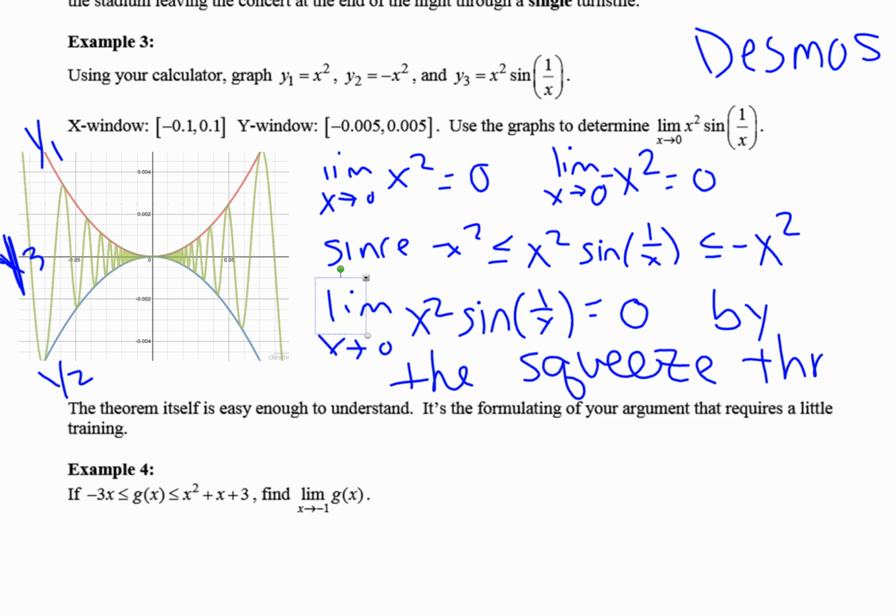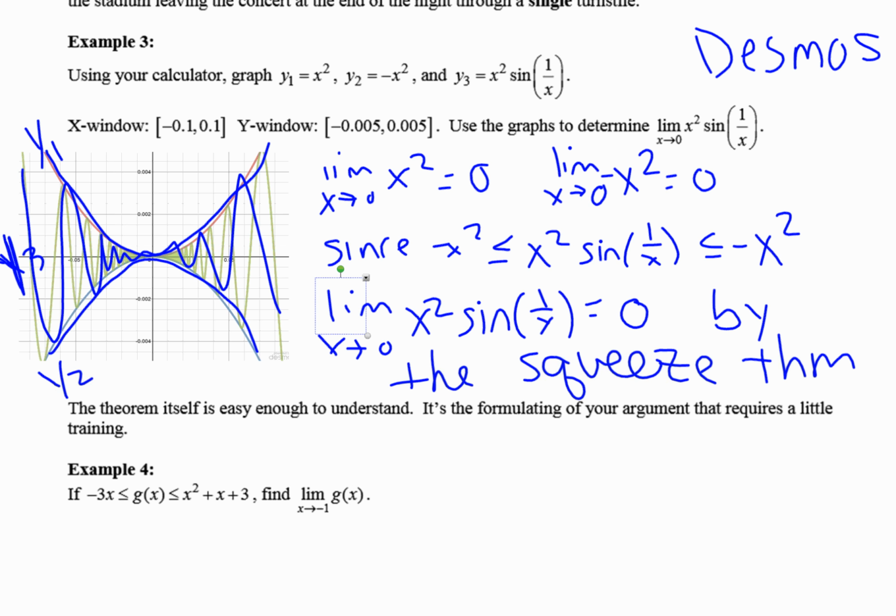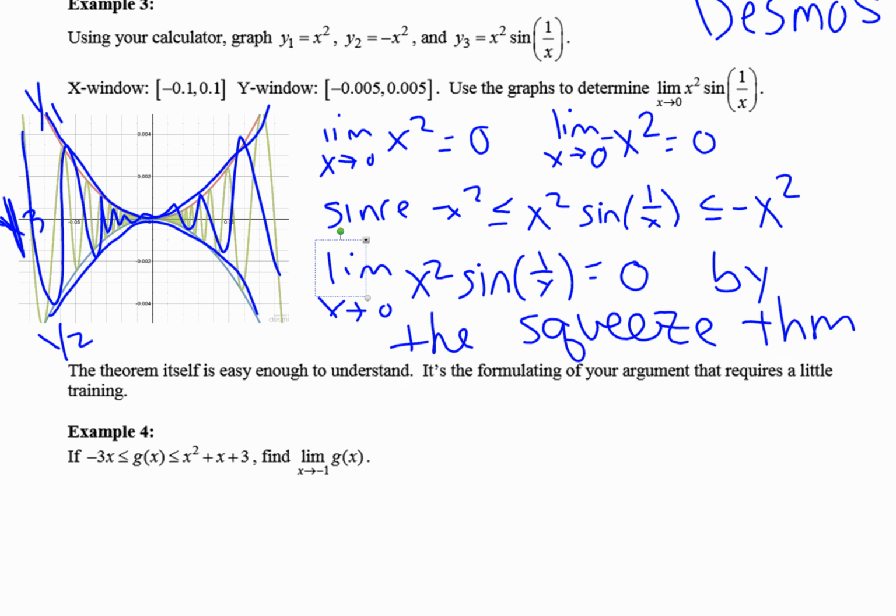So it's an easy idea. It's just, look, this is squishing everything to 0. This is squishing everything to 0. And this is contained inside those, so it must also be approaching 0. That's the idea. Okay, the wording is the hard part.